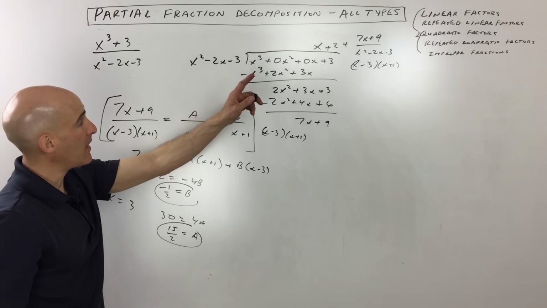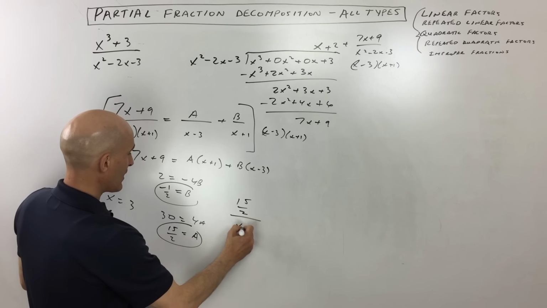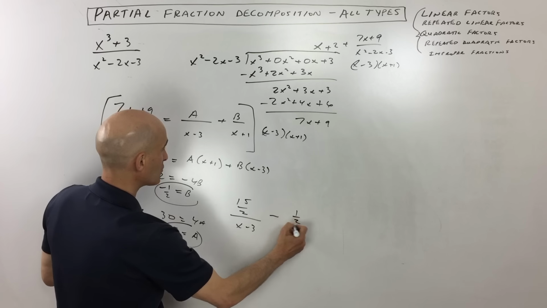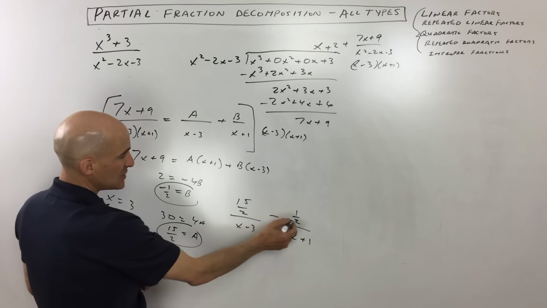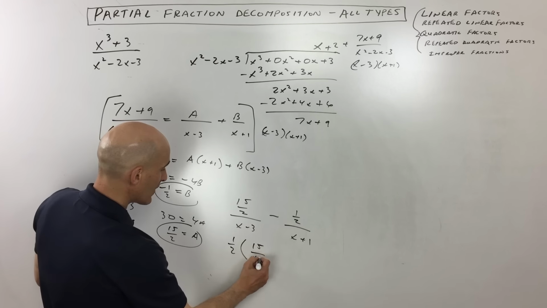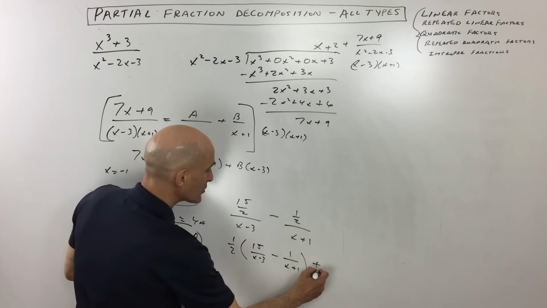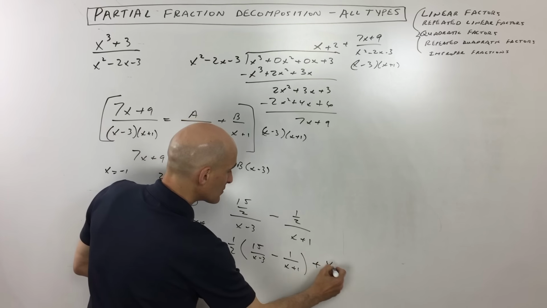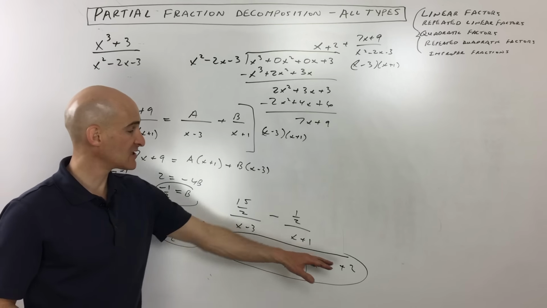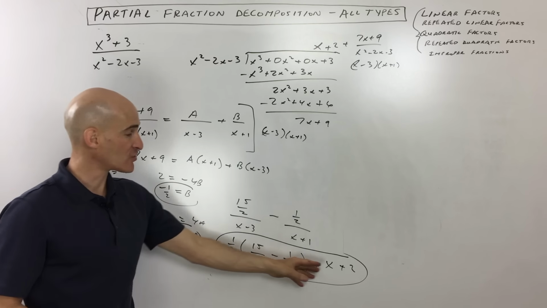Now all we have to do is put them back in here. So we've got 15/2 over x minus 3, minus, because this is a negative 1/2, 1/2 over x plus 1. But you can see you can factor out a half. So this would be 1/2 times 15 over x minus 3 minus 1 over x plus 1. But you also have x plus 2. So the idea here is that if you were to add all this together, get common denominators and so on, you're going to get back to the original fraction. But this is the partial fraction decomposition.